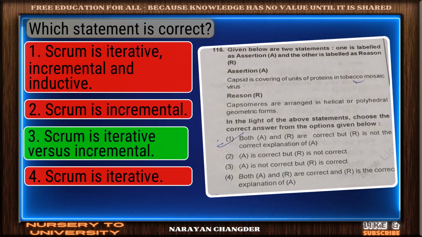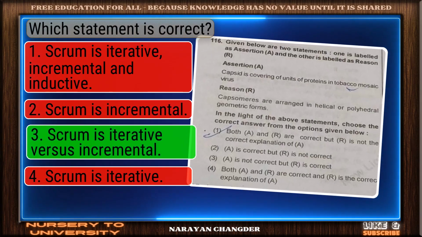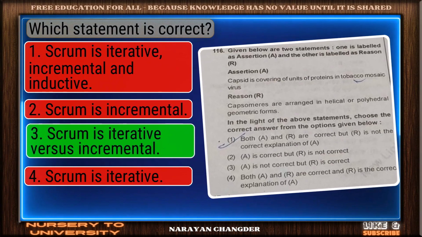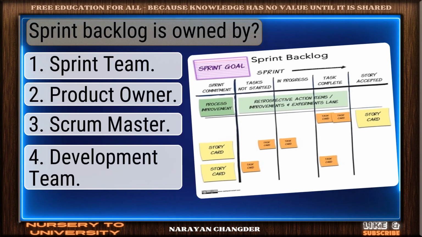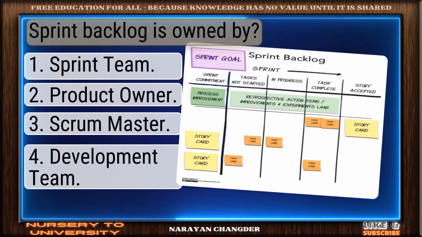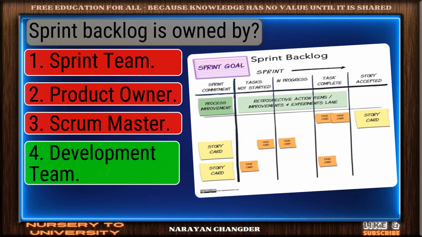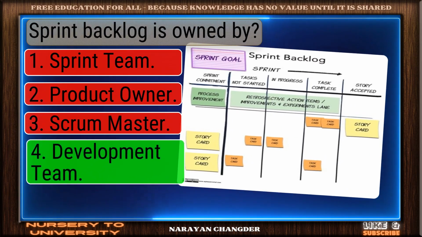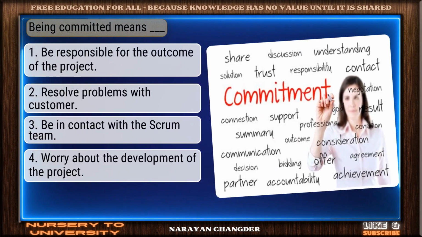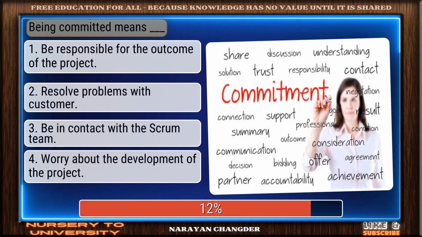Well picked. Scrum is iterative versus incremental is the correct answer. Question number 42. Sprint backlog is owned by. Good thinking. Development team is the right answer. Question number 43. Being committed means dash.